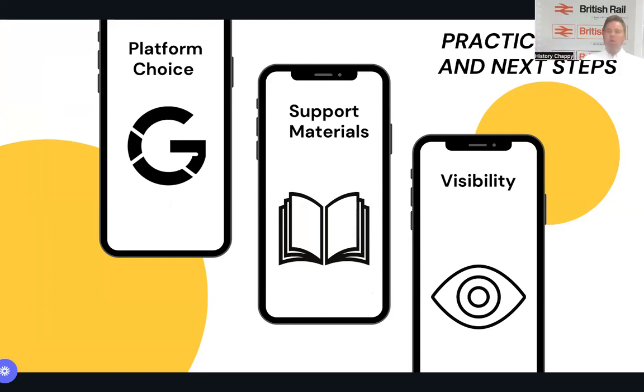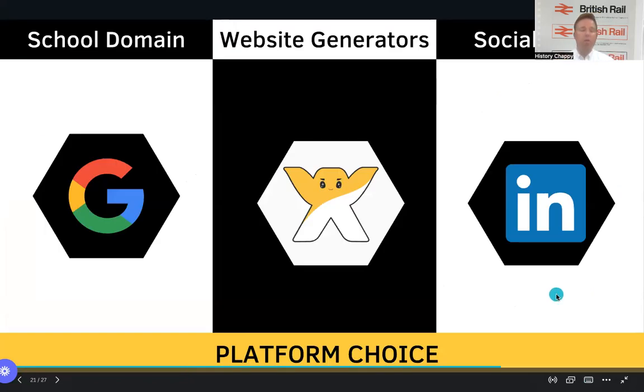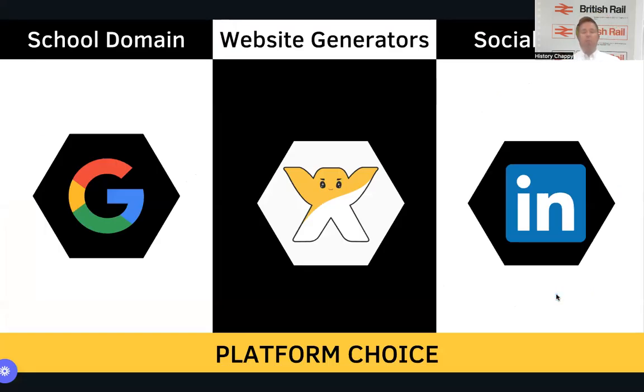So we're going to talk a little bit now about practical next steps and some advice just based on our own experience. So there's three kind of key areas really that we're going to focus on. So the first one is the platform choice itself. What that platform choice might look like may be very dependent on the resources you have available. Support materials that you can put in place quite easily, and support materials that you might want to create. And then the visibility of these portfolios, and looking a little bit about how public you want this information about the students to be. So the first thing really is to focus on this idea of platform choice.